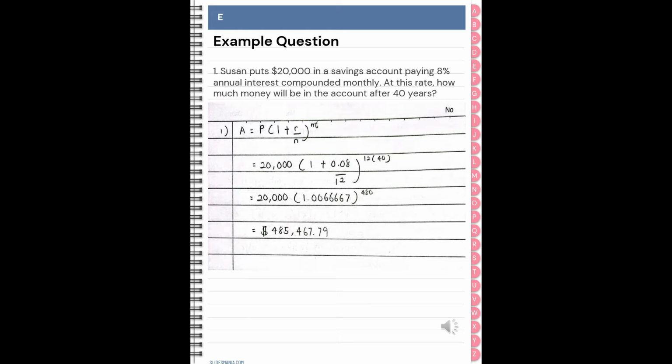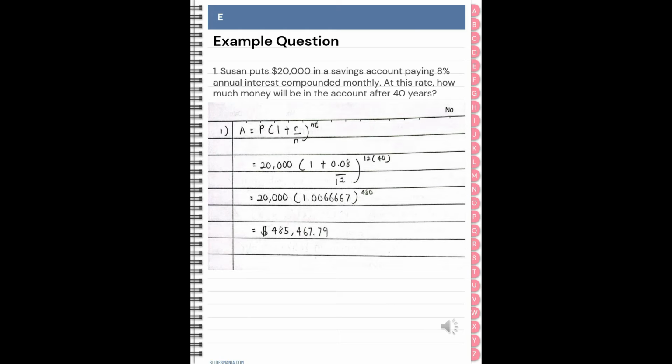So P is the principal. She puts in 20,000 in the account. R is the annual interest rate, which is 8%. If we divide that by 100, that's 0.08, and she receives that total 8% annual interest in 12 months. So basically, that 8% is divided by 12. So her account is credited with interest every month.